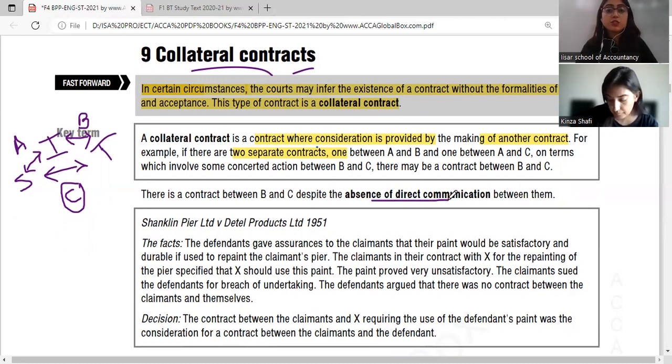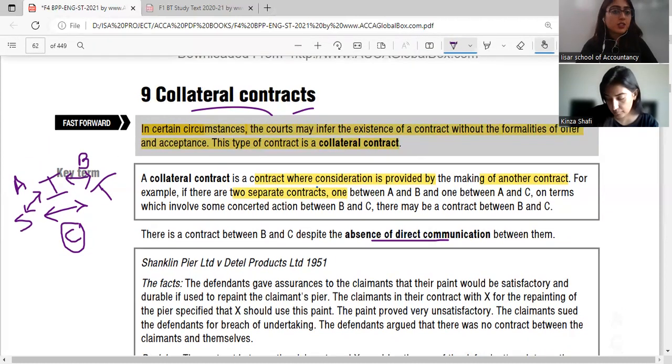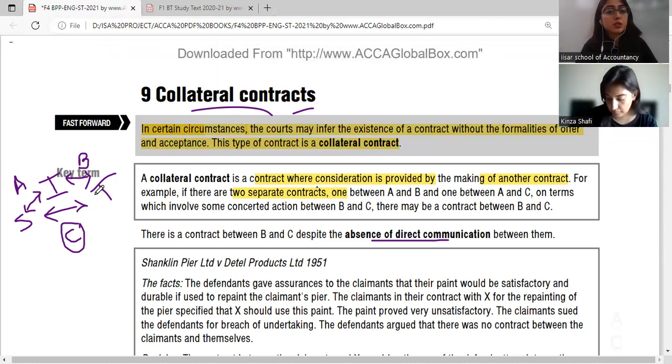Now, there is an absence of direct communication. I did not communicate with you. The institute communicated with you. The student did not communicate with me to teach him or her F4, but the institute communicated to me that there is a student for F4. So there was no direct communication initially between us, during the process of making the offer and accepting the offer. We were communicating through the institute.